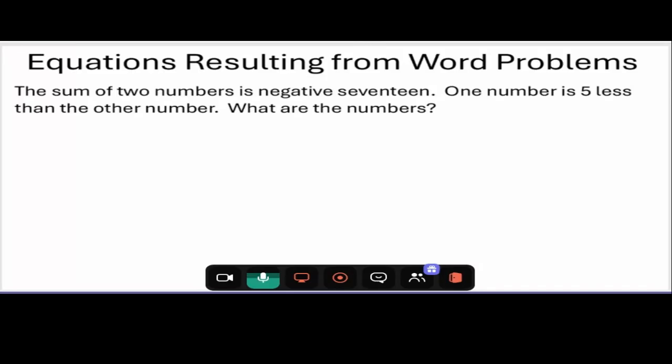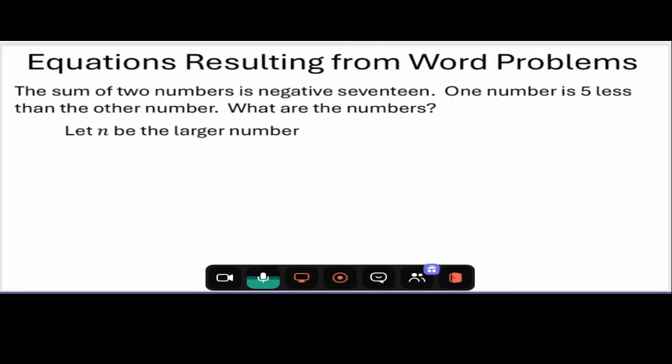Okay, on to this one. The sum of 2 numbers is negative 17. How can 2 things add up to be a negative? Well, probably at least one of them is already negative, right? If they add up to a negative number. And so that's okay. One number is 5 less than the other number. What are the numbers? Okay, we're looking for 2 numbers here.